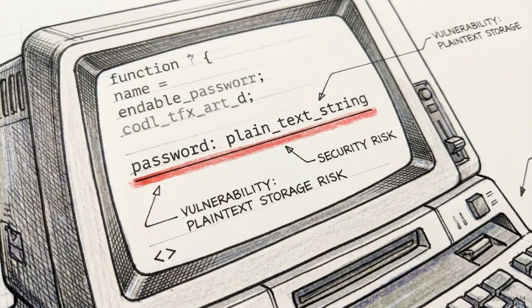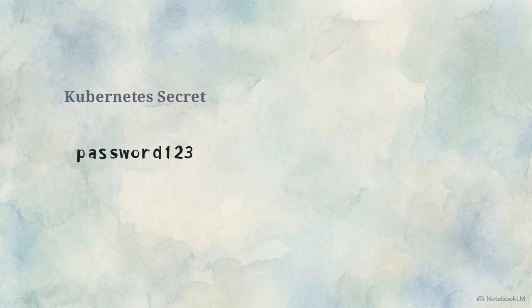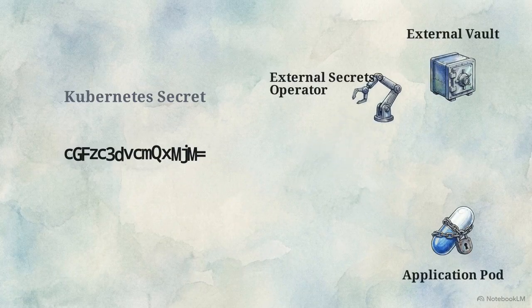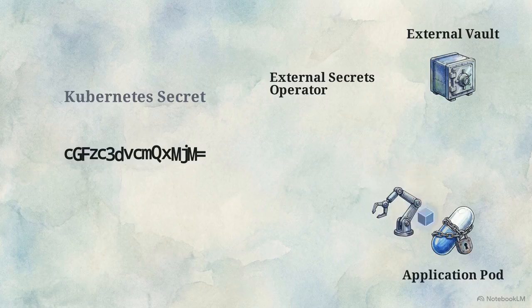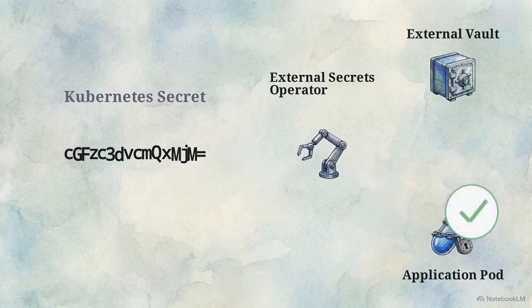Another major vulnerability in standard setups is the use of plain text Kubernetes secrets. They are simply base64 encoded, not encrypted, leaving sensitive data entirely exposed. The correct architecture routes encrypted secrets externally. On the right, you can see an external secrets operator safely pulling dynamic credentials directly from a vault like AWS Secrets Manager, bypassing plain text entirely.